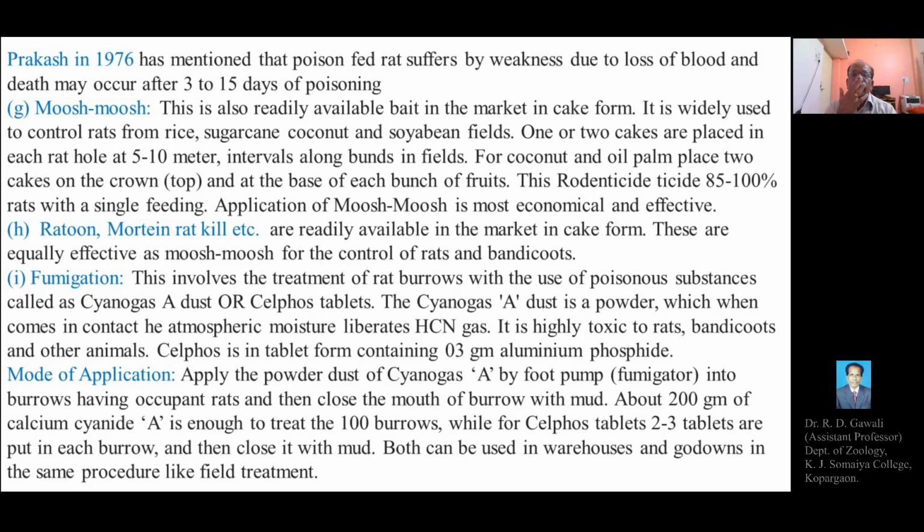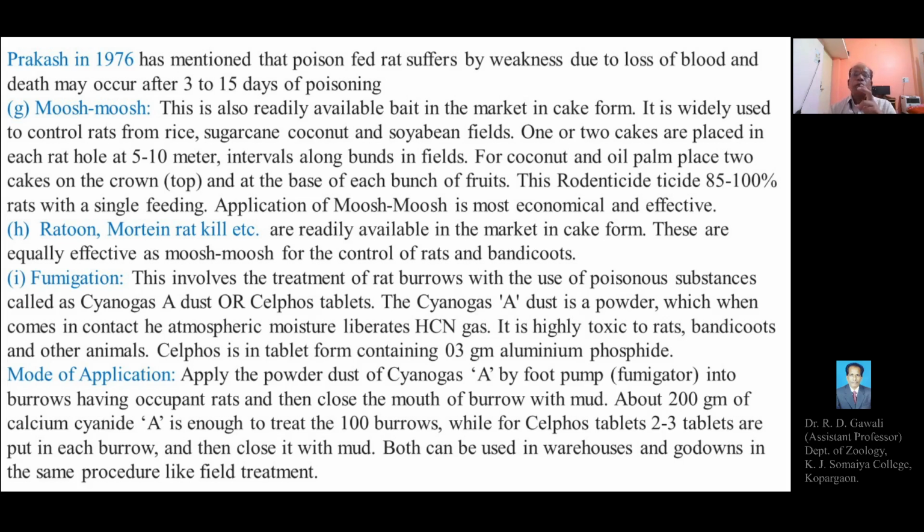The cyanogas A dust is a powder which, when it comes in contact with atmospheric moisture, liberates hydrogen cyanide gas. It is highly toxic to rats, bandicoots, and other animals. Sulfose is in a tablet form containing 3 gram of aluminum phosphide.